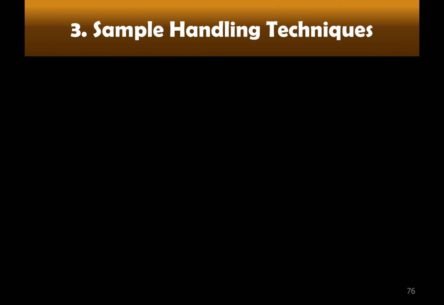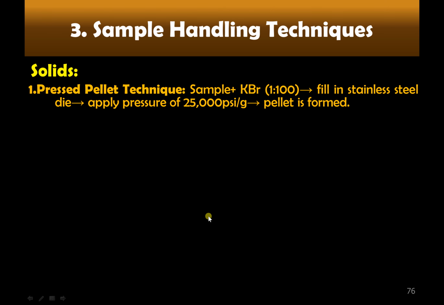Sample handling techniques are very important, and we are going to see these sample handling techniques. For solids we generally use the pressed pellet technique, that is sample plus KBr in a proportion of say 1 crystal to 100 crystals. These are filled in a stainless steel die, like a tablet die, fitted with a punch. It is put in the die hole, then the punch is fitted, and over it is applied a very huge hydraulic pressure of 25,000 psi per gram, and that pellet is formed, which is transparent, very thin, almost like a glass pellet.